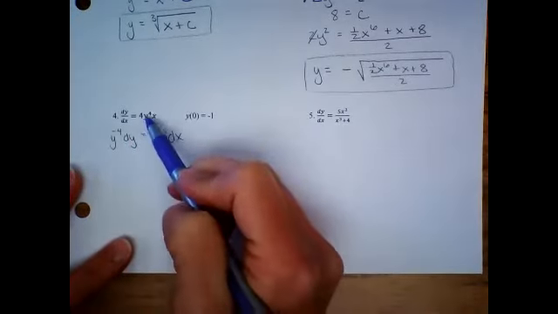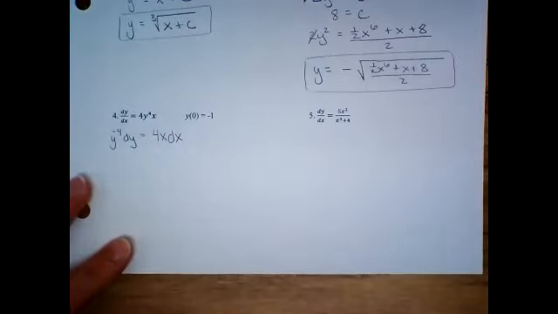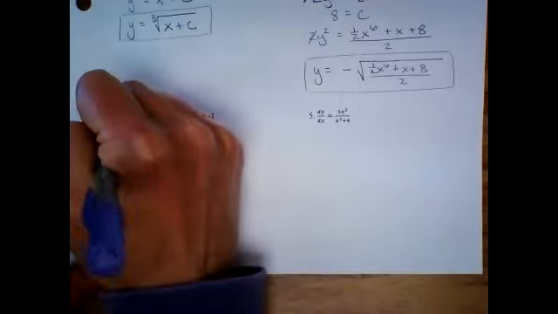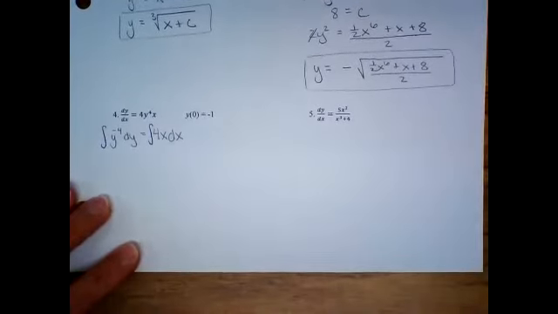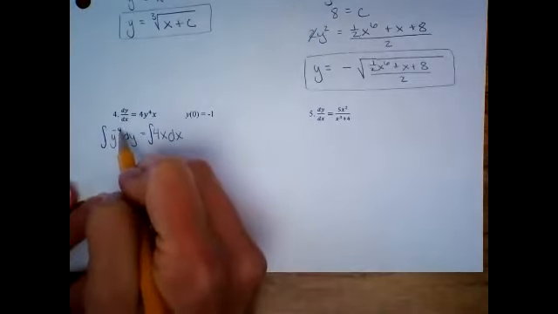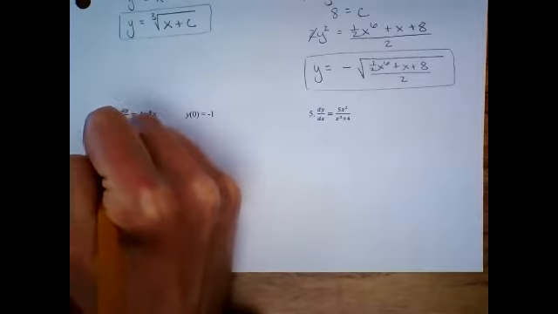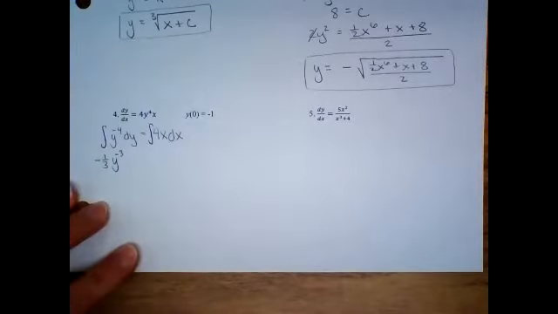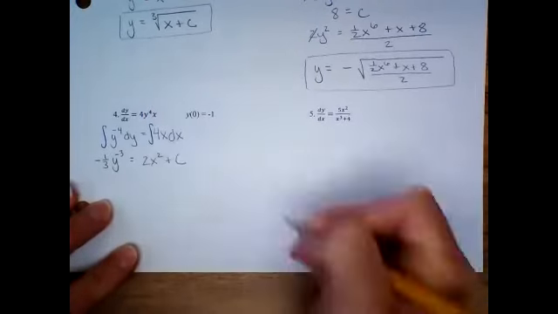So again, we divided over the y to the 4th. So since it's divided over, it would be 1 over y to the 4th. I just wrote it as y to the -4th. And then 4x dx on the other side. So antiderivative. So we're going to add 1 to the power. It would be y to the -3rd. And then we need a -1/3 out front. Over here, this will be 2x squared plus c.